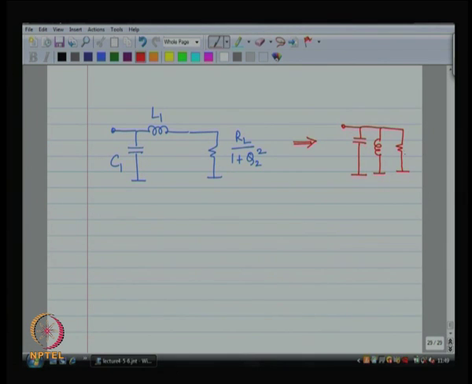and the value of this resistor is going to be R_L by (1 plus q2 squared) times (1 plus q1 squared). Okay, the value of the resistance is going to increase when it goes from series to parallel. Yes. Okay. And what is going to happen to the value of the inductance? This is going to decrease. No, this is also going to increase. Marginally.